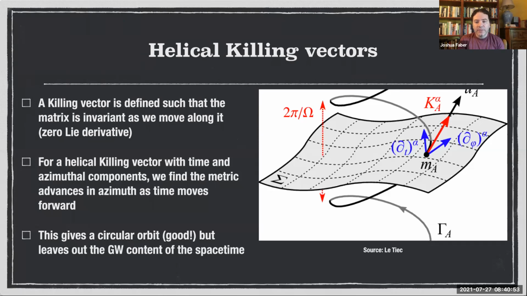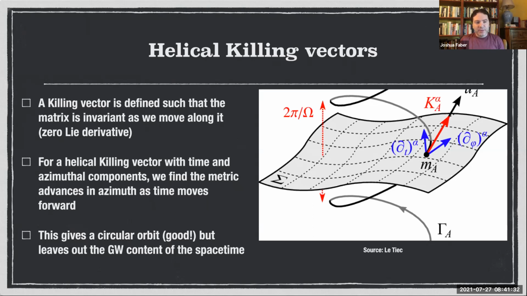The nomenclature that you'll come across, if you're not quite so familiar with this, is the language of helical Killing vectors. This always sounded kind of violent to me, but Killing is a name, not a verb in this case. A Killing vector is basically defined so that the metric is invariant as we move along that Killing vector. In proper mathematical language, we want the metric to have 0 Lie derivative as we move along a Killing vector.